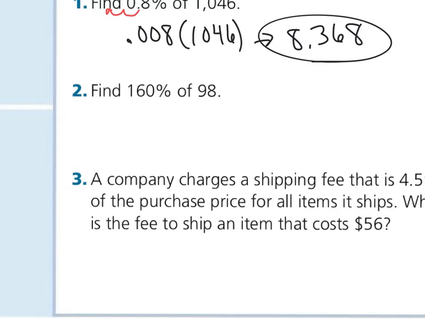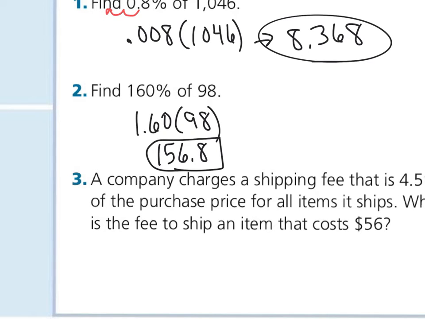Number 2, they want us to find 160% of 98. So 160%, move your decimal over 2 spots. You can drop off the 0 if you want and multiply that out. Since we're multiplying by more than 100%, we're taking more than 100%, our answer is going to get bigger. And so this ends up as 156 8/10.